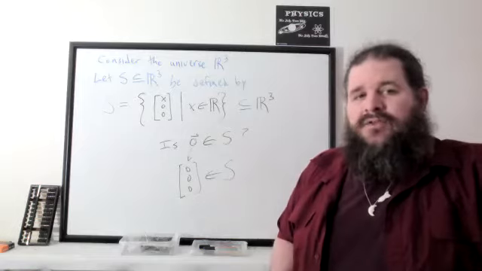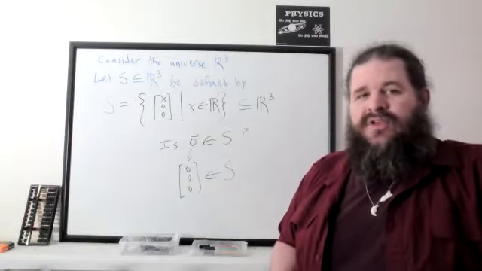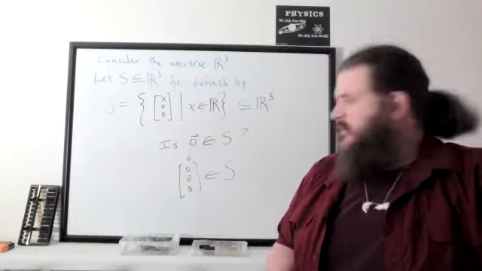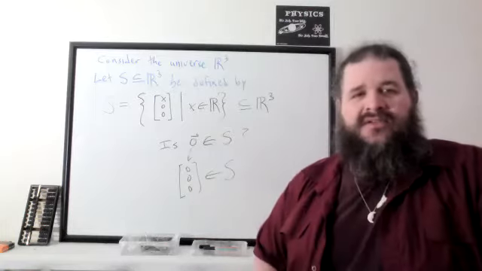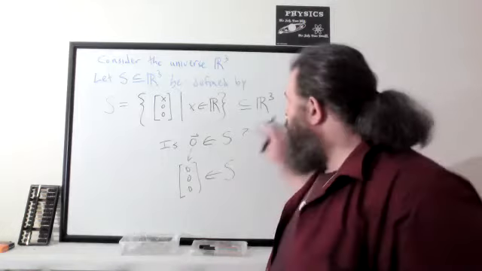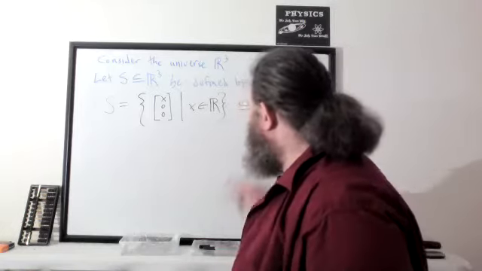And that alone doesn't tell us anything. If the 0 vector was not a member of set S, we would immediately know S is not a vector space. Since the 0 vector is a member of set S, that just doesn't rule it out yet. We still need to check the closure properties. So let's check the closure properties.